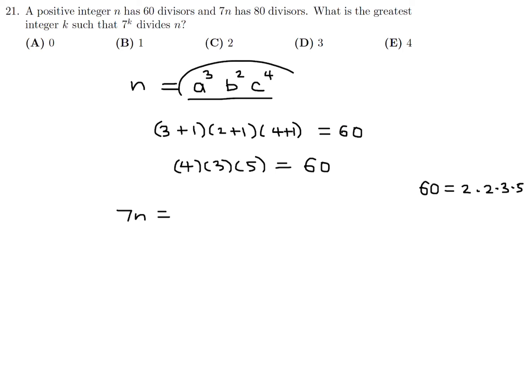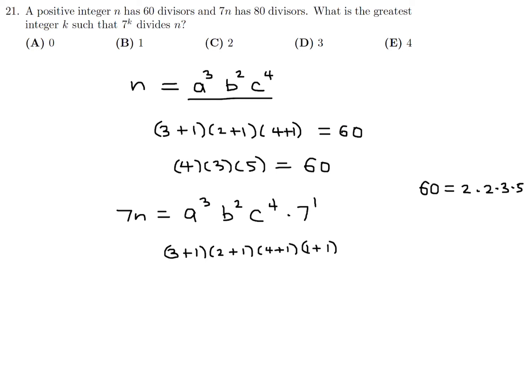So using my exact same scenario there, I've got a to the power of 3, b to the power of 2, c to the power of 4 times 7. Okay? Now, 7 is really like 7 to the power of 1, right? So how many divisors do I have now? Well, in the exact same way, it'd be 3 plus 1, 2 plus 1, 4 plus 1, and 1 plus 1, correct? And if you do this math, you get 120. Now that's no good, because they tell us that 7n has 80 divisors. I got 120. So what did I do wrong here?